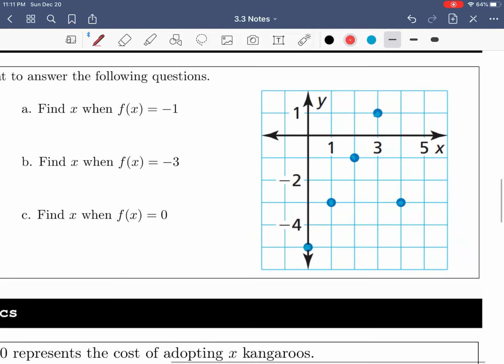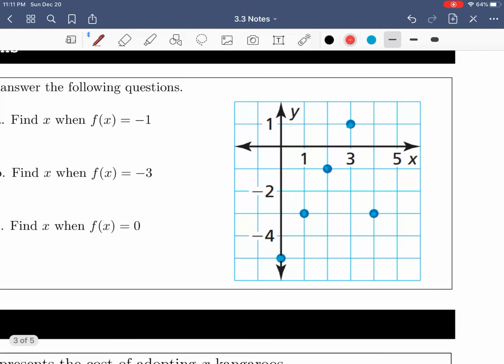Each one of these dots is associated with an ordered pair x, y. So like this is 3, 1. This is 4, negative 3. This is 2, negative 1. Remember, the x always comes first, so it's like over 1, down 3. And this one is 0, negative 5.